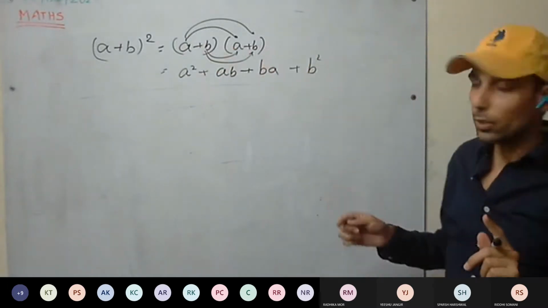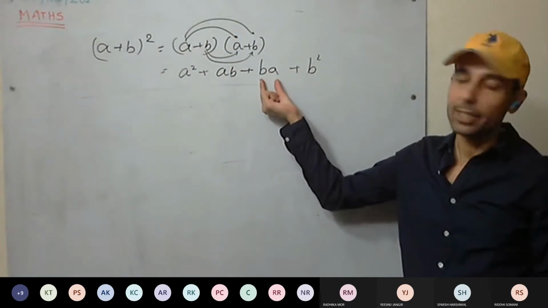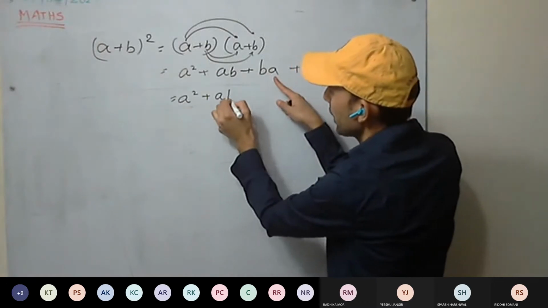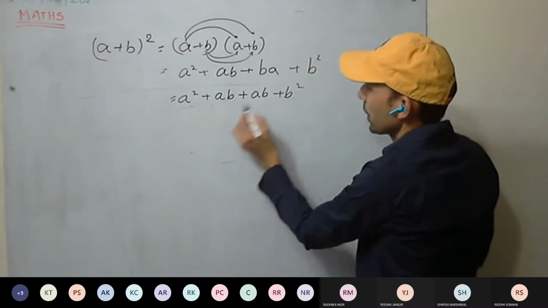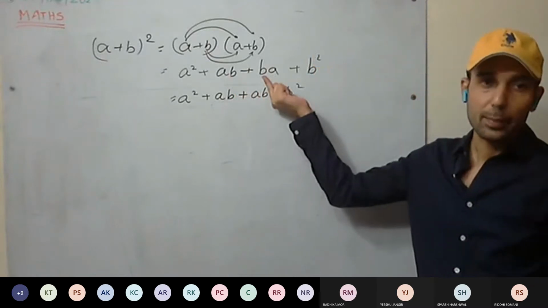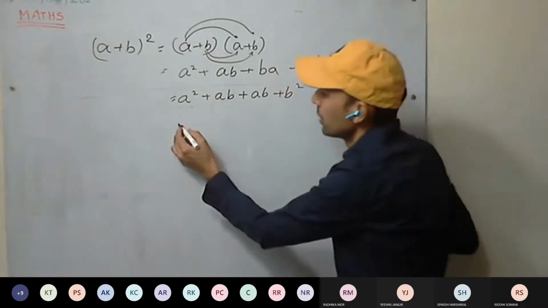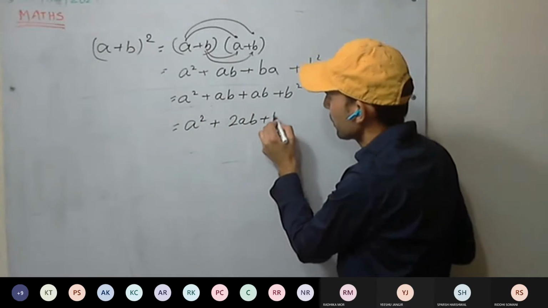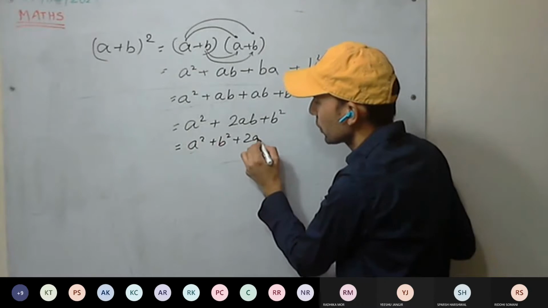And we already know multiplication is commutative. That is, whether you multiply A into B or B into A, they are the same. So we can rewrite this one: A square plus AB plus AB plus B square. Now we can add them. They are like terms or not? AB and BA, they are like terms. Therefore, they can be added. A square plus 2AB plus B square. Or mainly we used to learn in this form: A square plus B square plus 2AB.